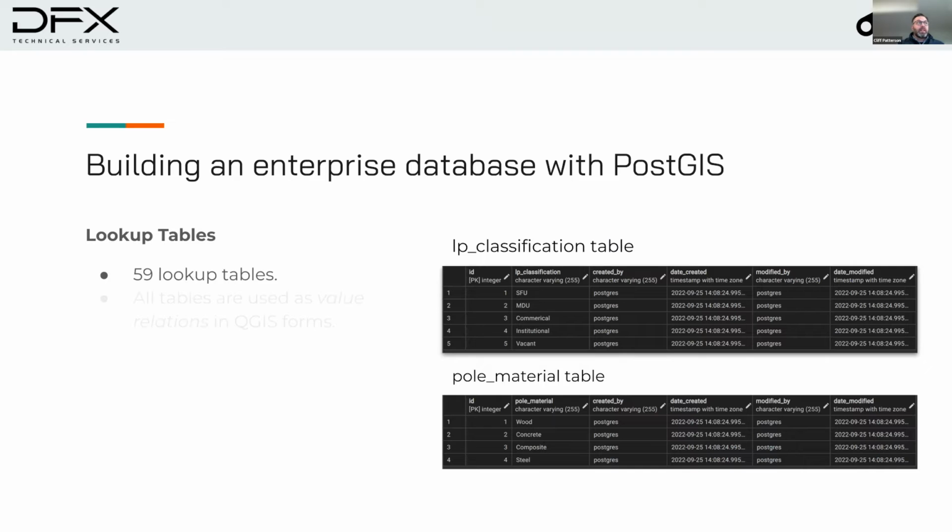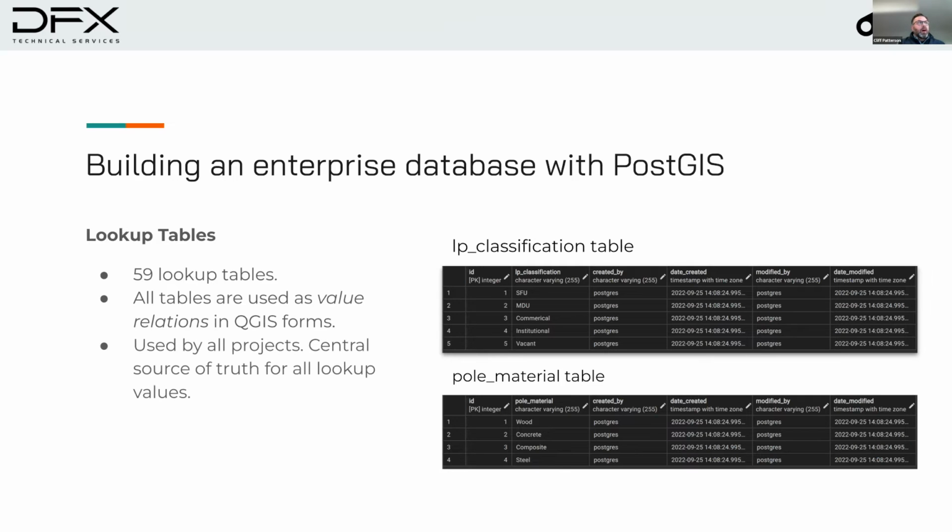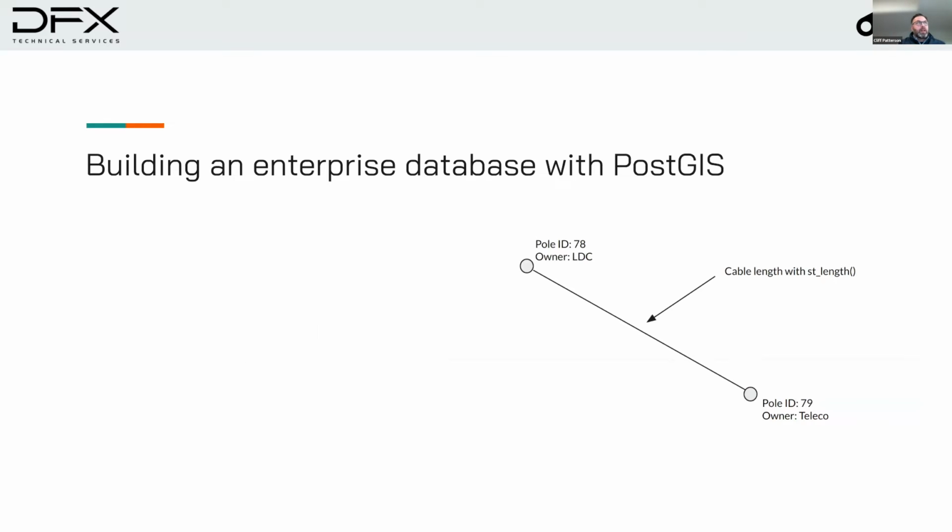One of the things that's obvious is that if this was going to be just a web map application, we might store all of these lookup values in one table and have a type field to be able to filter through the different ones. But because QGIS really does require an individual table for each related value, we had to do it like this. So it's used by all projects, as I said, so it's a central source of truth for all of these lookup values, which is quite nice.